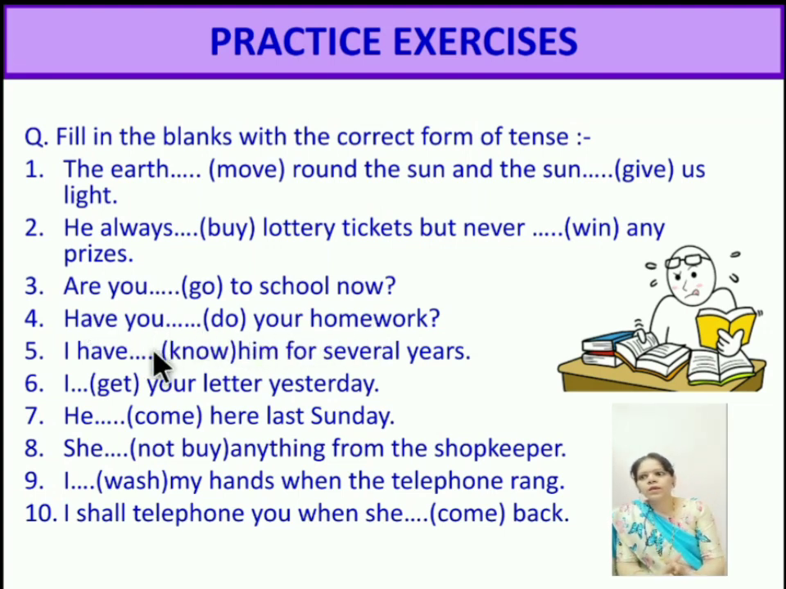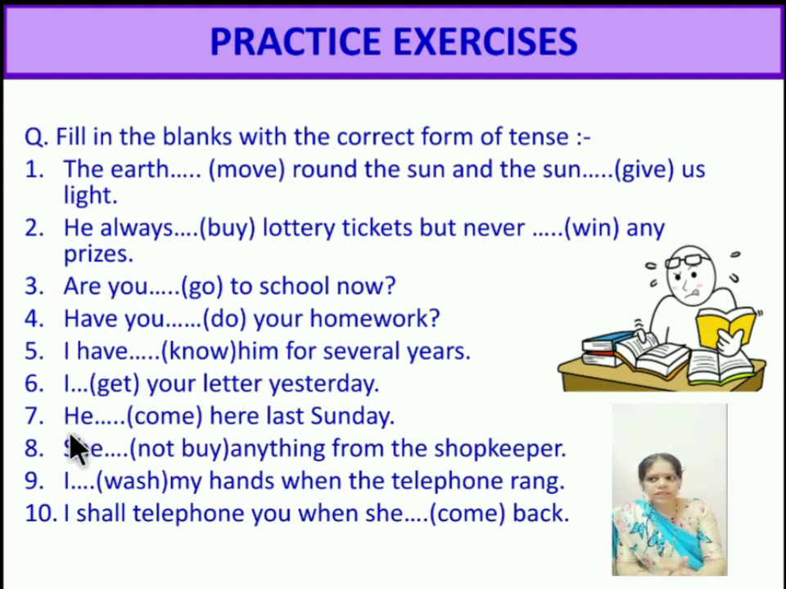Simple. Then I have known him for several years. Right? I've known him for several years. I know him. Then because of the word have, you have to mention known, the third form, MV3, the participle form of the verb know. Sixth sentence, I get your letter yesterday. No, I got your letter yesterday.